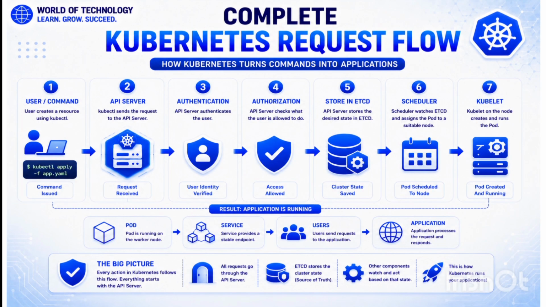Now let's bring everything together and watch the complete journey. Imagine you create a deployment. Step 1, you run a kubectl command. Step 2, kubectl sends the request to the API server. Step 3, the API server authenticates and authorizes the request. Step 4, the API server stores the desired state in etcd. Step 5, the scheduler notices a new pod needs to be created. Step 6, the scheduler selects a suitable worker node. Step 7, kubelet receives instructions and starts the pod. And finally, your application becomes available. Notice something important. Every major step involved the API server. Without it, the entire workflow breaks. This is why Kubernetes revolves around the API server.